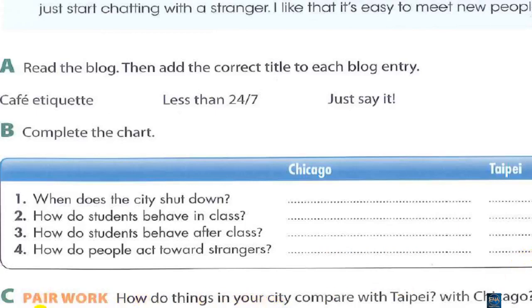C. Pair work, how do things in your cities compare with Taipei and with Chicago? What about your country? What about your city? What about Cairo? How do things in Cairo occur and happen? Now you can talk about your city or your country. If you are in Riyadh, in Kuwait, in the United Arab Emirates, you can talk about your city.